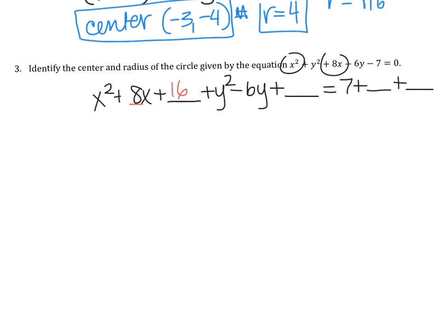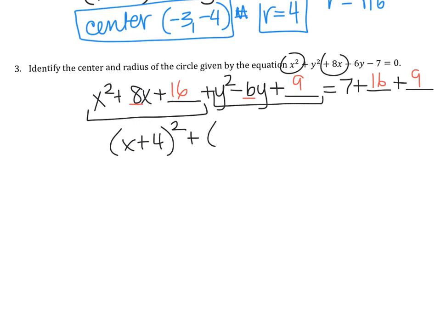And for the second group, I take half of negative 6, which is negative 3. And when I square negative 3 times negative 3, that's positive 9. And then you're adding 16 and 9 to the right-hand side of the equation also to keep it true. Now I'm ready to write this equation in standard form. This group right here I can factor as x plus 4 squared. And this group right here I can factor as y minus 3 squared.